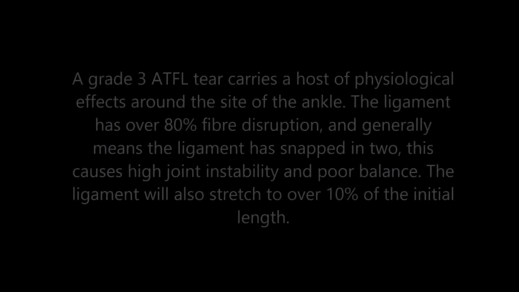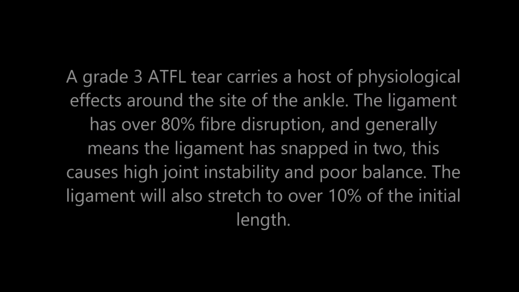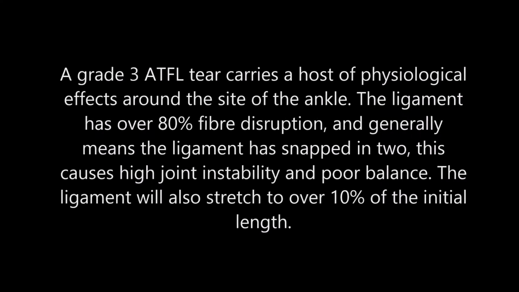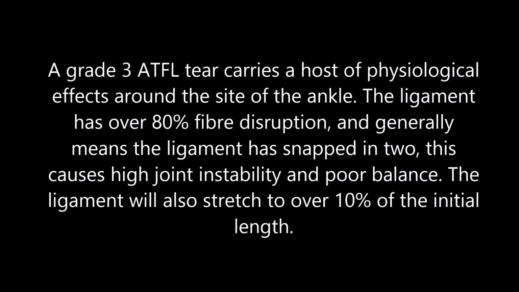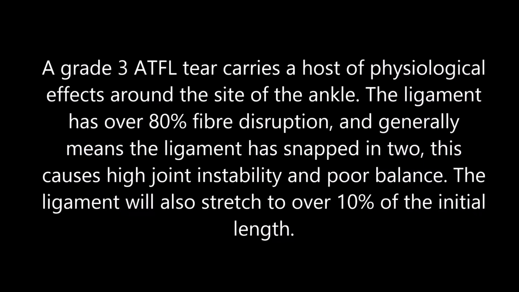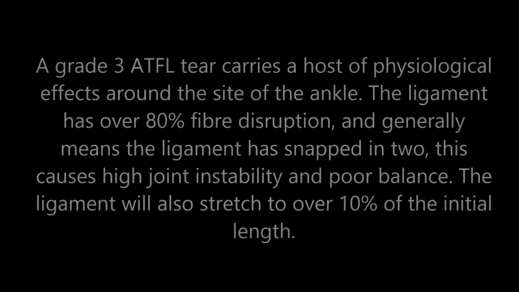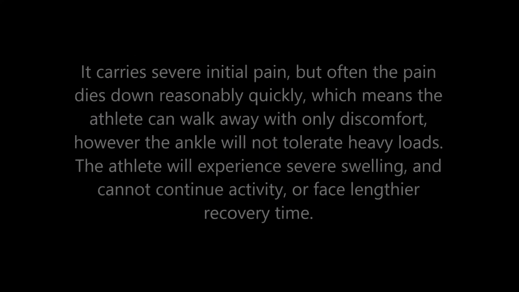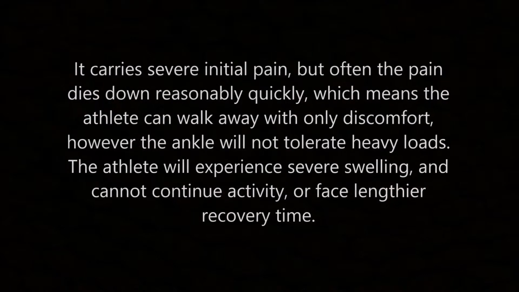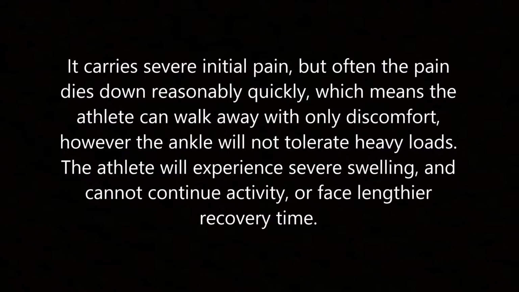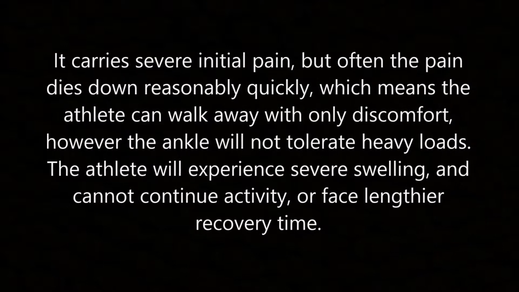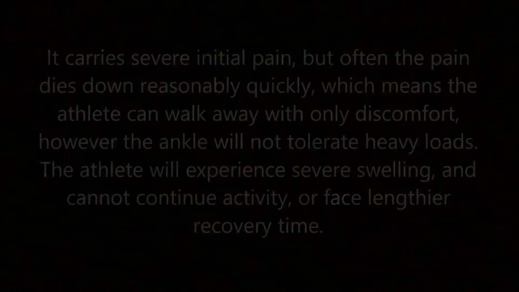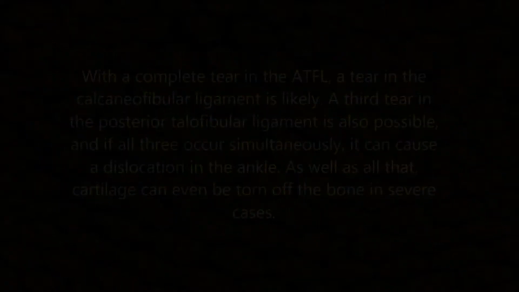A grade 3 ATFL tear carries a host of physiological effects around the side of the ankle. The ligament has over 80% fiber disruption and generally means the ligament has snapped in two. This causes high joint instability and poor balance. The ligament will also stretch to over 10% of the initial length. It carries severe initial pain, but often the pain dies down reasonably quickly, which means the athlete can walk away with only discomfort. However, the ankle will not tolerate heavy loads. The athlete will experience severe swelling and cannot continue activity, or the athlete may face a longer recovery time.